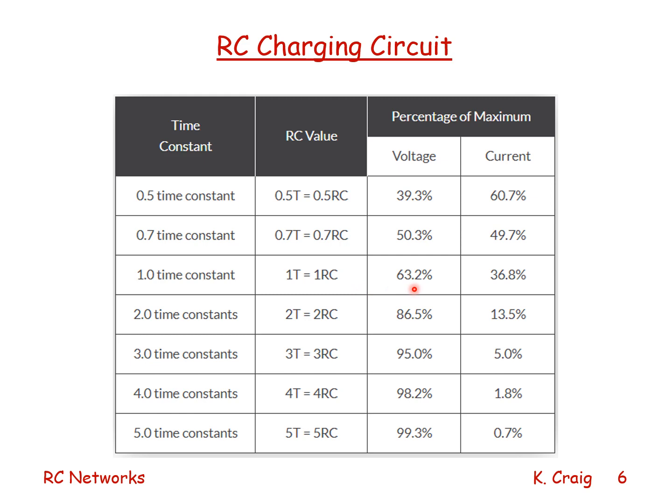And the voltage is 63.2% of its maximum value. And the current is 36.8% of its maximum value, or 63.2% of its way towards its final value, which is essentially zero. So this table just shows values from the curve on the previous slide.